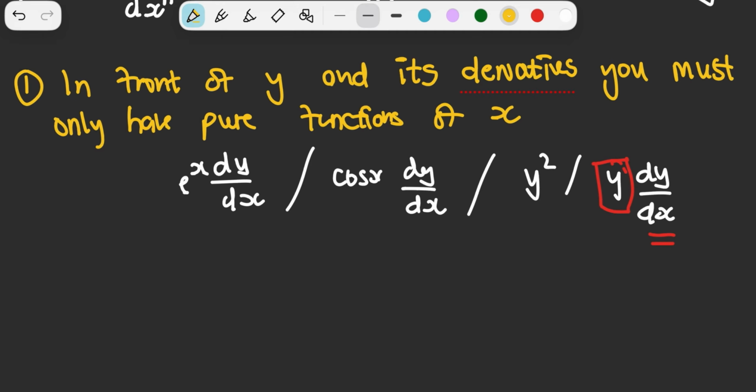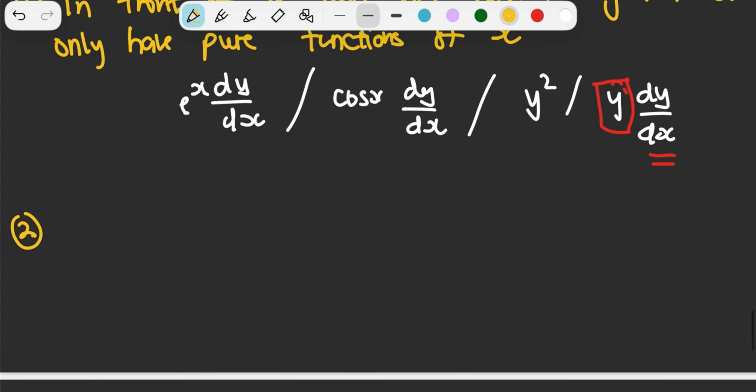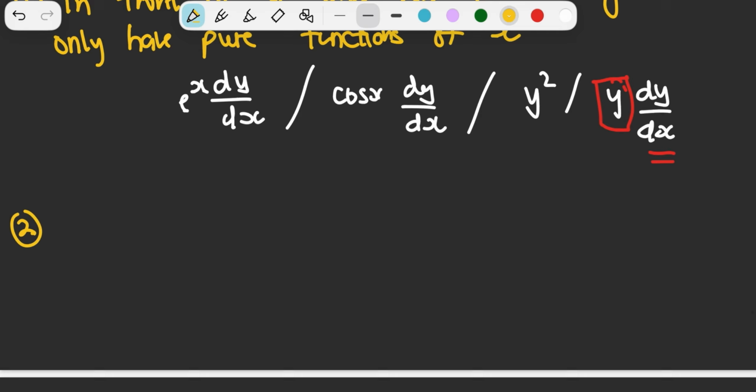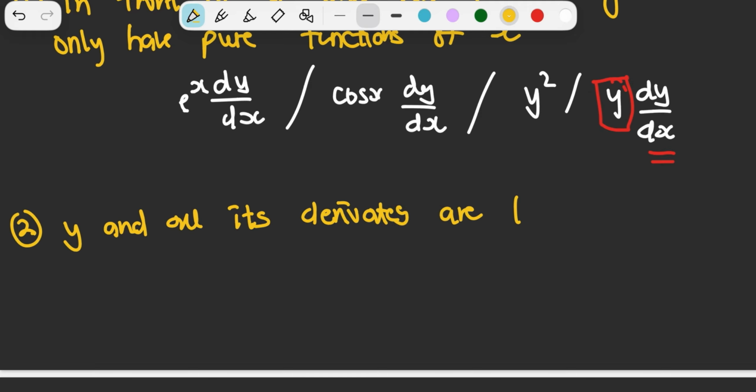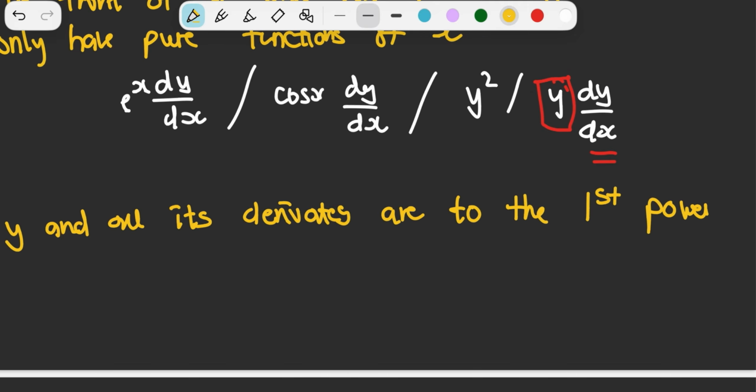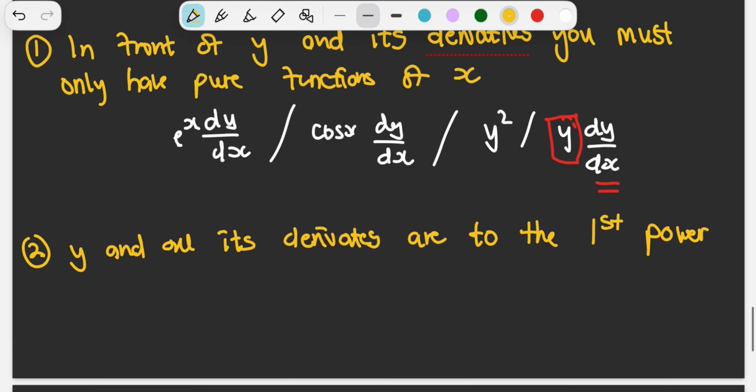The second rule that you must follow to be a linear ODE, if you're not linear, you're a non-linear ODE, is that y and all its derivatives are to the first power. So y and all its derivatives should be to the first power.